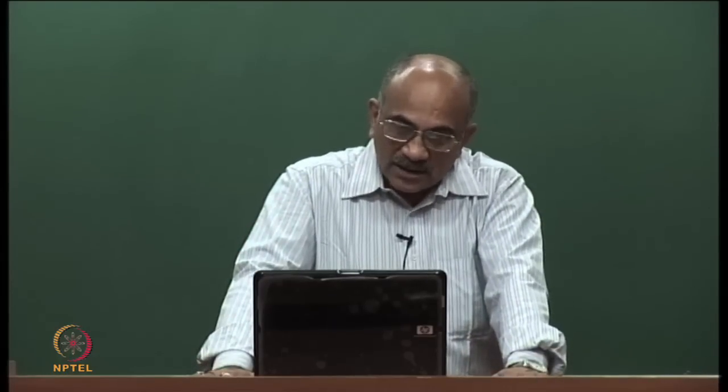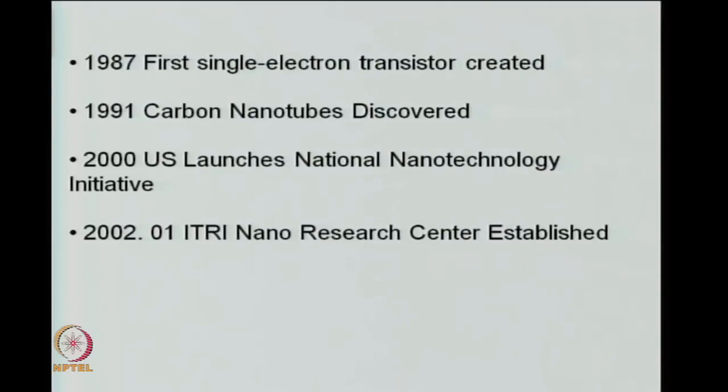So, there are several other discoveries around that time. In 1987, the first single electron transistor was created. In 1991, carbon nanotubes were discovered. These are tubes made up only of carbon atoms. The carbon atoms are arranged as hexagons and pentagons, and these tubes have the diameter of around 3 to 10, 15 nanometers. And these carbon nanotubes were later found to be very important for several applications. You can have semiconductor carbon nanotubes, metallic carbon nanotubes, and branched carbon nanotubes, and hence it was predicted that they would be useful for circuitry in miniature electronic devices.